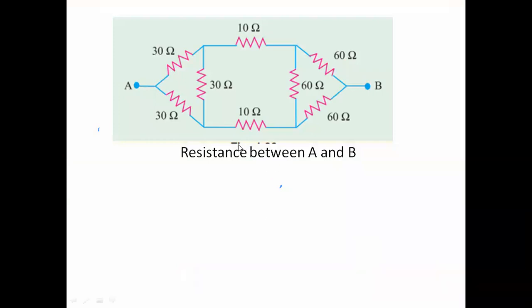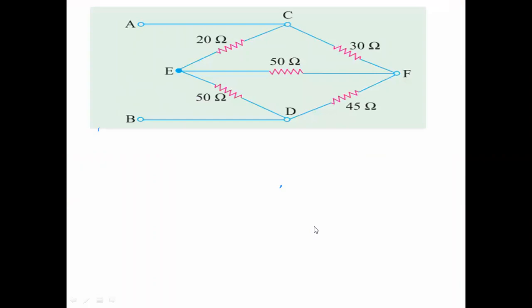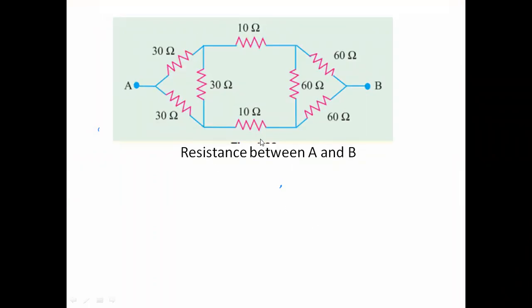So now we have to find out the resistance between A and B. Here this is one delta formation, and this is another delta formation. So we have to find out the resistance between A and B.